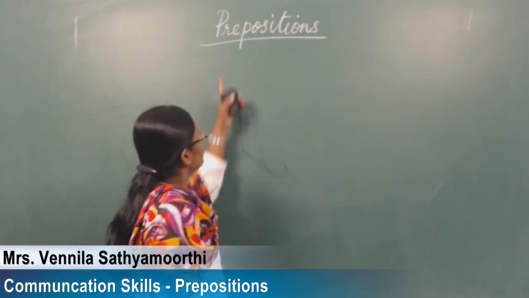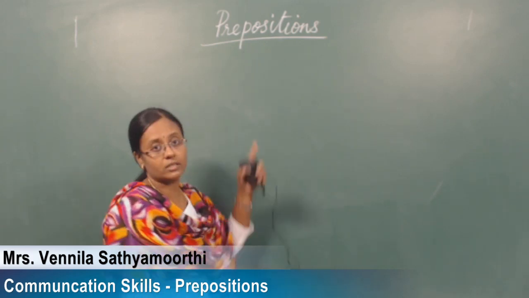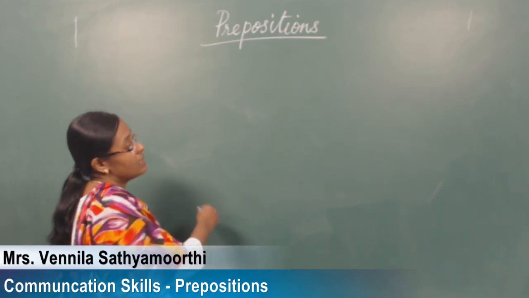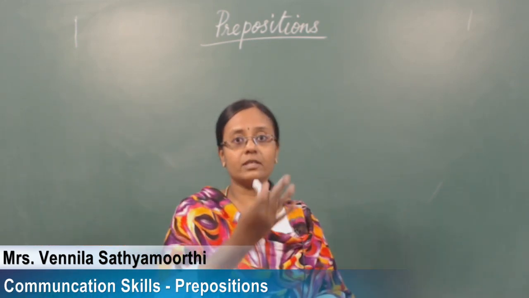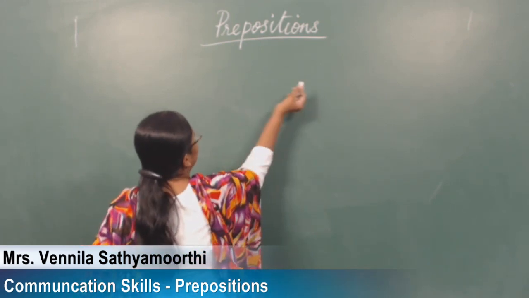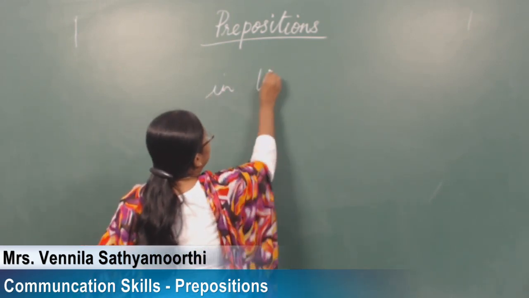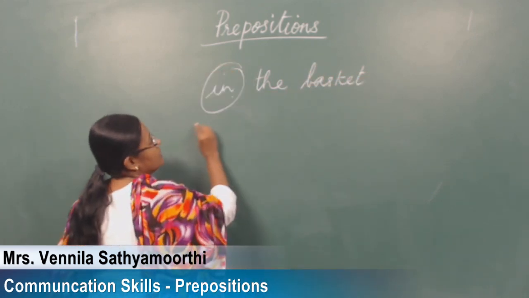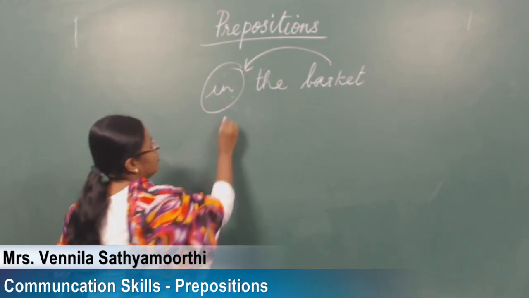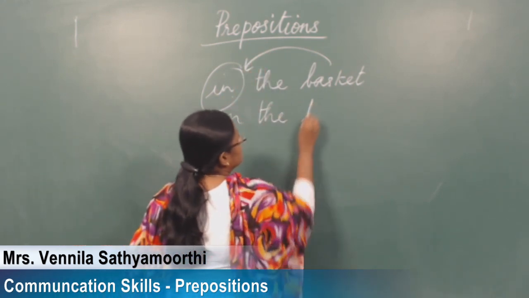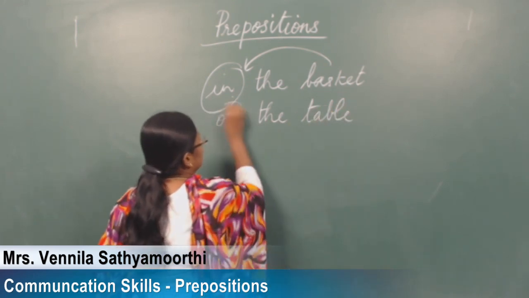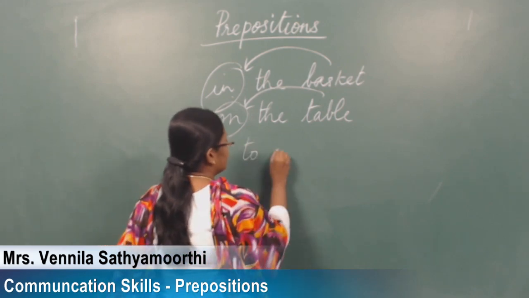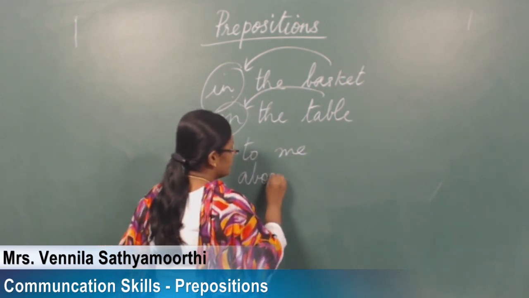Okay, see now, as the name suggests, a preposition always comes before, like the examples we saw, in the basket. So its position is before the noun, on the table. It's before the noun or a pronoun, to me, about him.